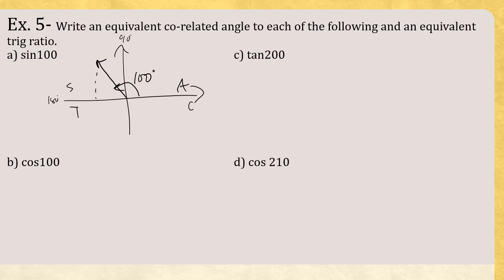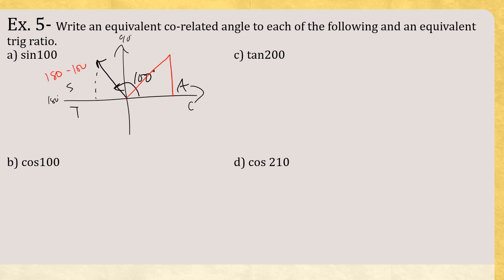Where it is, sine is positive, right? So where else is sine positive? Sine is also positive, so I'll use a different color here. Sine is also positive over here. I need that related acute angle. Well, how do I get that?